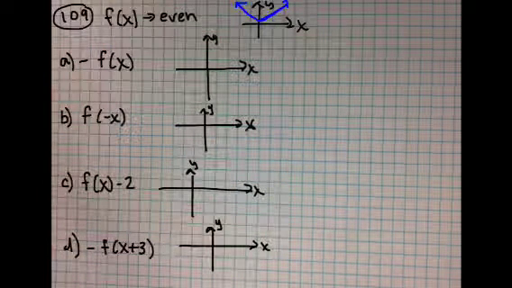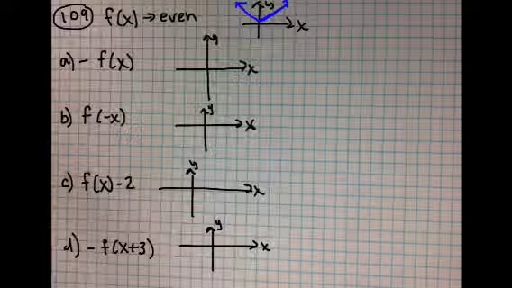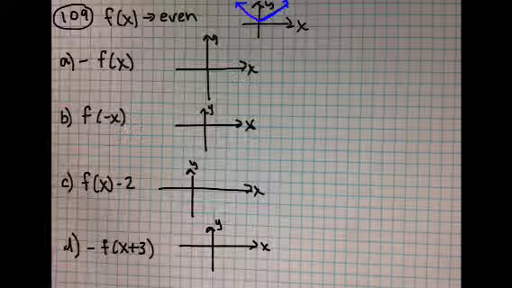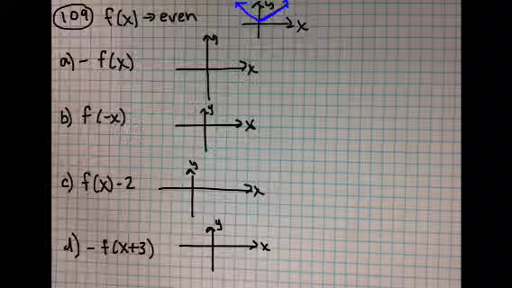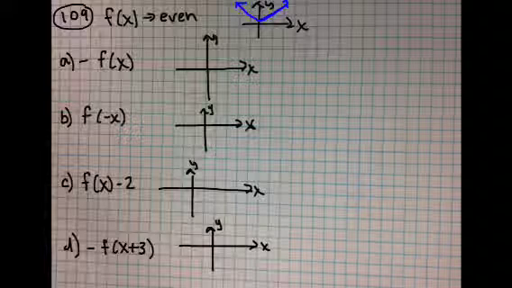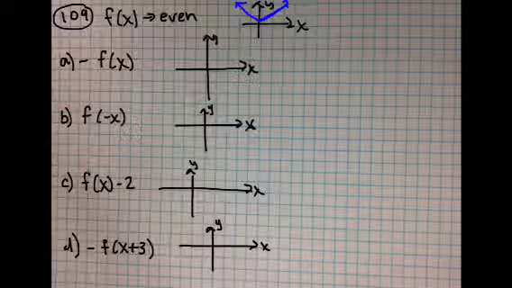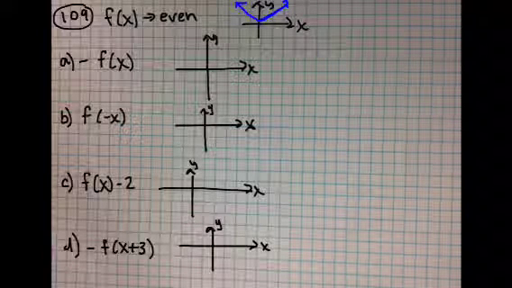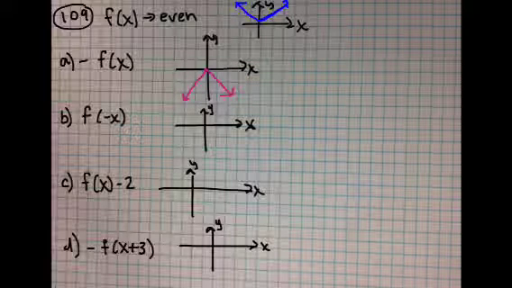Okay, so number 109 tells you that f of x is an even function, so I just drew the absolute value function as an example of an even function, and then we're going to perform each of the transformations on a through d and see if it still remains an even function after you do the transformation. So a is the opposite of f of x, so basically what this means is that the graph is going to reflect over the x-axis. So it's going to go like that. Okay, so this one is still even.